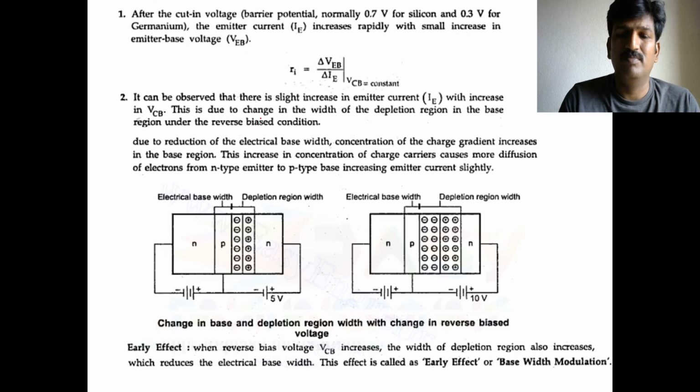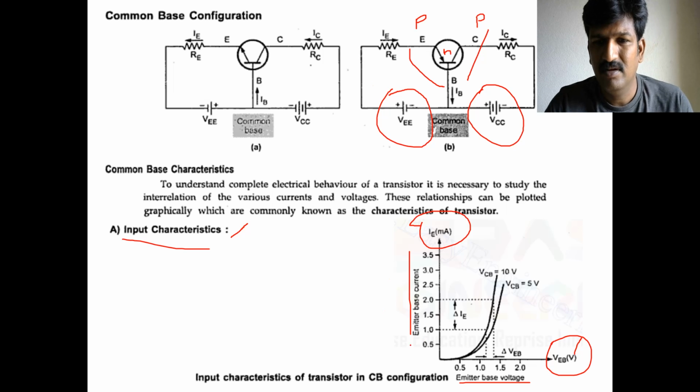Now observe this diagram. You are keeping VCB equal to 5 volts or VCB equal to 10 volts. Let me consider VCB equal to 5 volts. Here you should observe that the input current remains 0 until a certain applied input voltage. Then after applying a certain voltage, the input current rises like this.